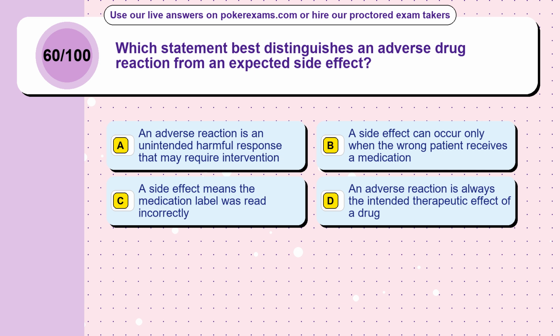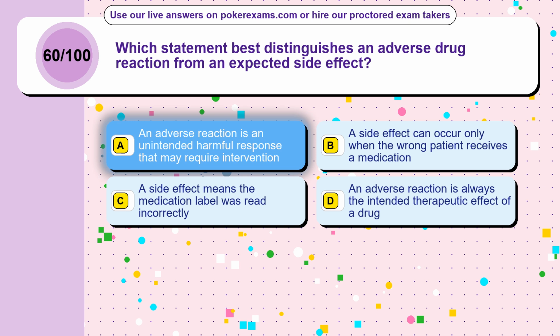Option A. An adverse reaction is an unintended harmful response that may require intervention. Option B. A side effect can occur only when the wrong patient receives a medication. Option C. A side effect means the medication label was read incorrectly. Option D. An adverse reaction is always the intended therapeutic effect of a drug.